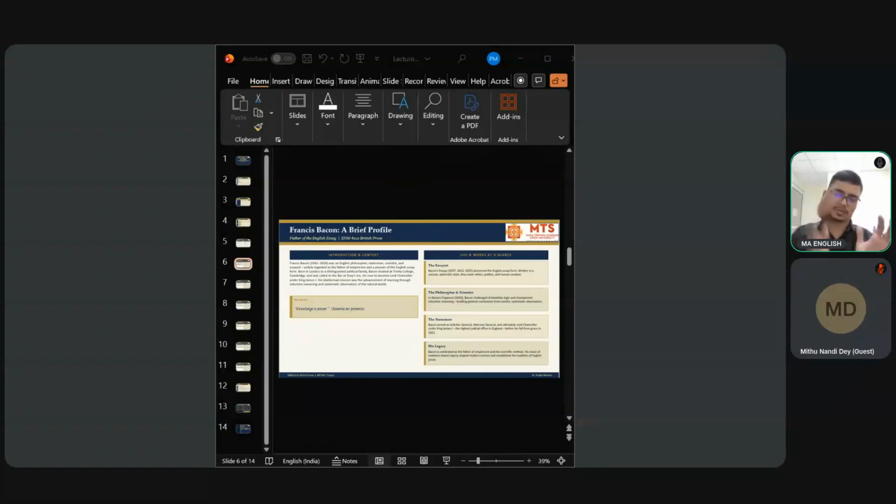So now, why is Bacon so important to us? Like, I am also a student of literature, you are also a student of literature. Why is it important?